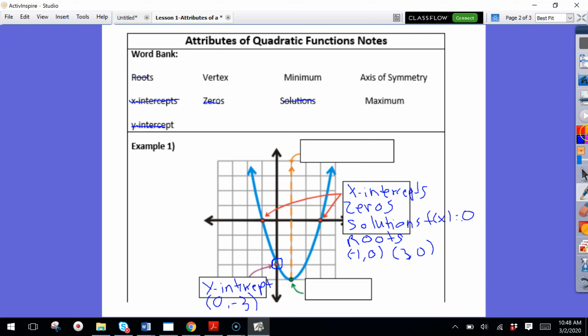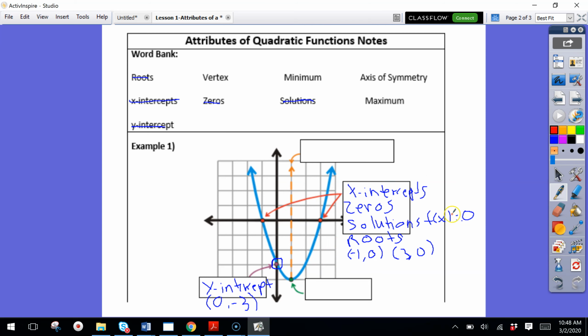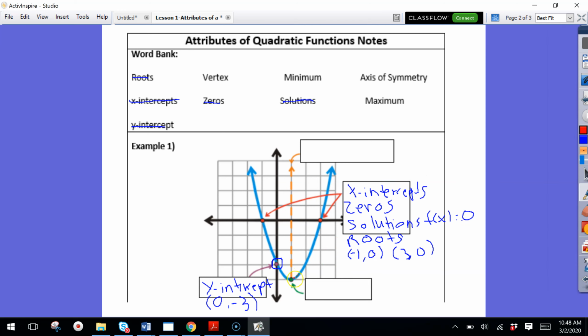Now, another very important point on this graph is right here, this point called the vertex. The reason this is important is because this is the changing point of the graph. First it started going down, then it hit this point and then it started going back up. Again, the vertex is a point, just like the y-intercept and the x-intercept. The coordinates of this point are (1, -4).